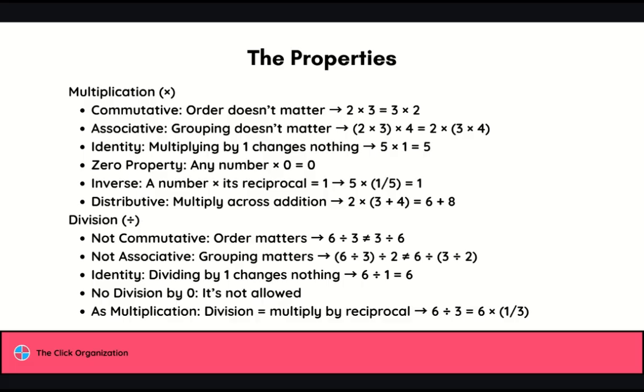0 property, any number times 0 equals 0, and also it has the inverse property as well. A number times its reciprocal equals 1.